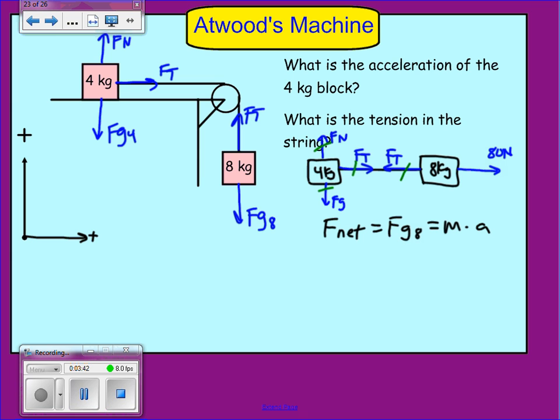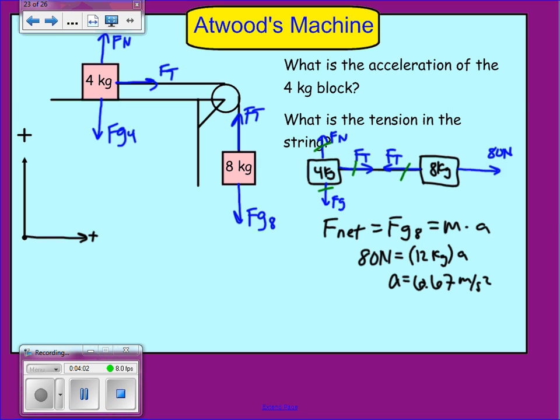We're going to set that equal to mass times acceleration. So the force of gravity from the 8 kilogram block, the 80 newtons, is equal to the mass of the system, 8 plus 4 is 12 kilograms, times a. To get my acceleration, I just do 80 divided by 12, and I get an acceleration of 6.67 meters per second squared.